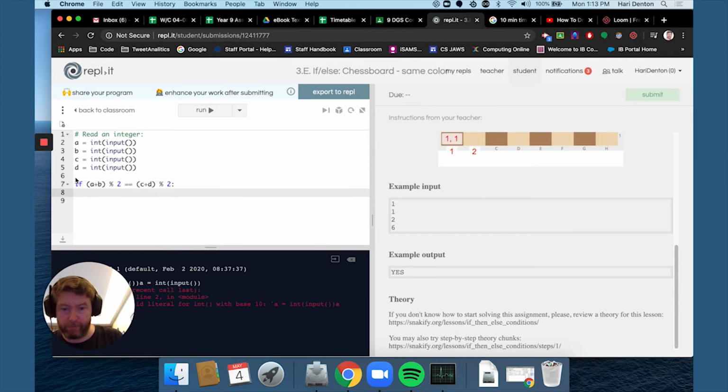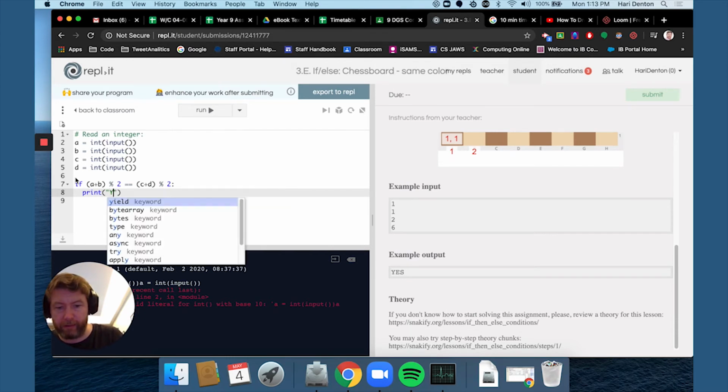Then they're the same color. So either there's a remainder. If they both have a remainder, then they're both white. If they both have no remainder, then they're both black.